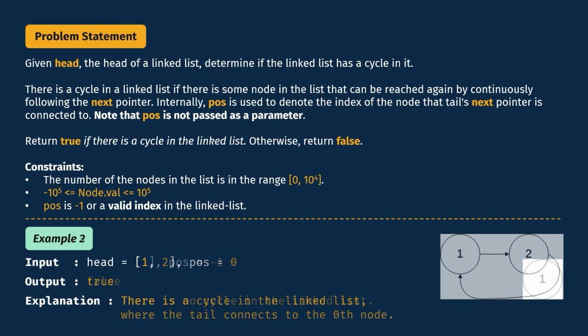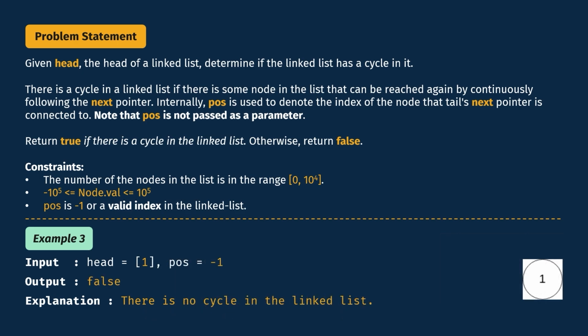Our third example shows the opposite case. We have a single node 1 with POS equals -1. The output is false because there is no cycle. When POS is -1, it means there is no cycle in the linked list. A single node pointing to null definitely cannot have a cycle.